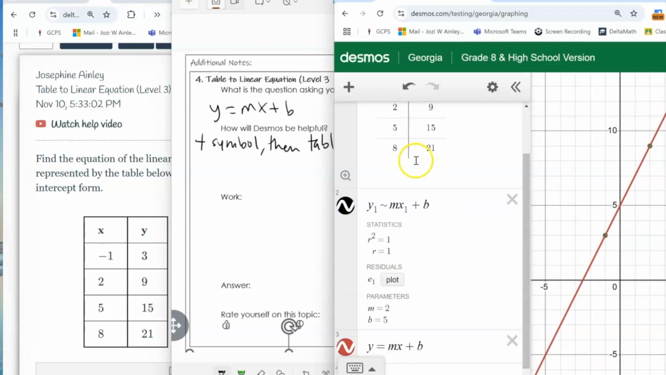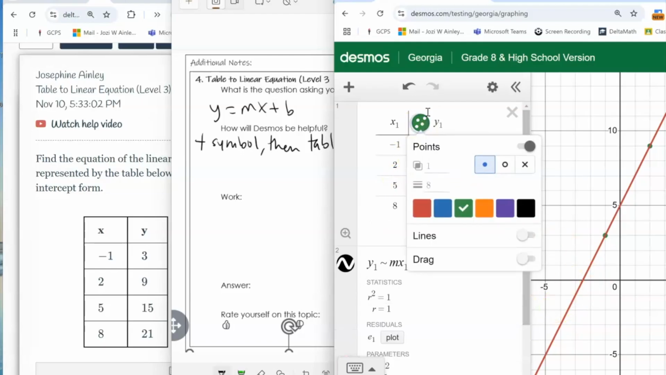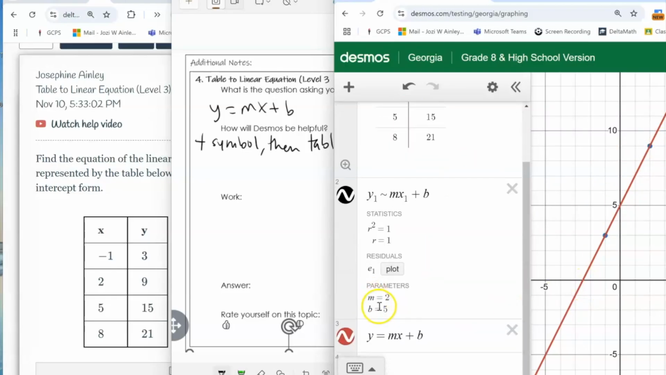Please make sure, once again, that it lines up with all of your dots. So you can see your dots are green. If you highlight your circle right here, you can change the color to whatever color you would like. So you can see everything is lined up. So this is the correct equation, which means my m is 2 and my b is 5.